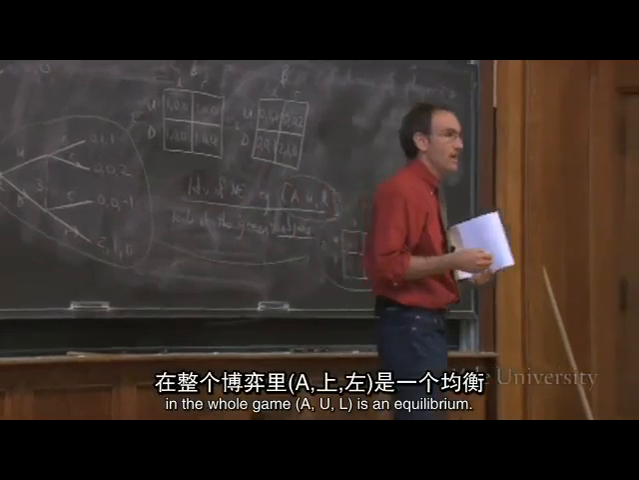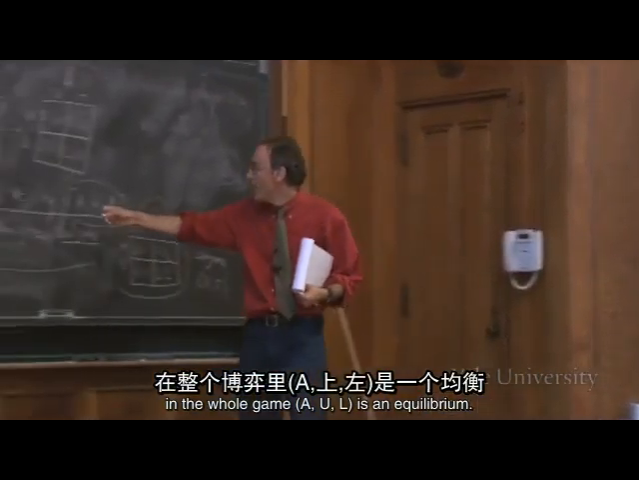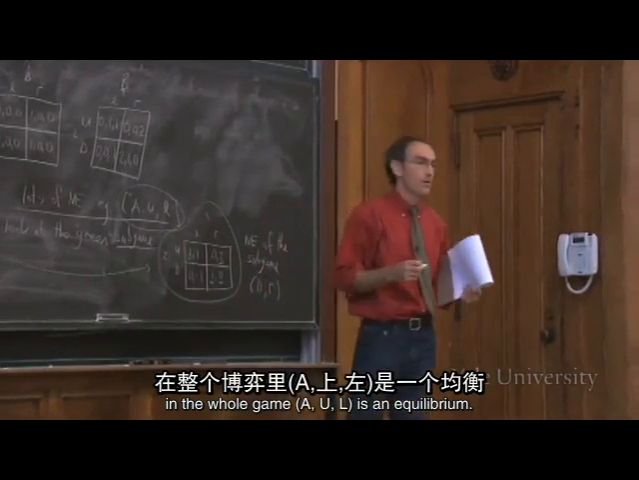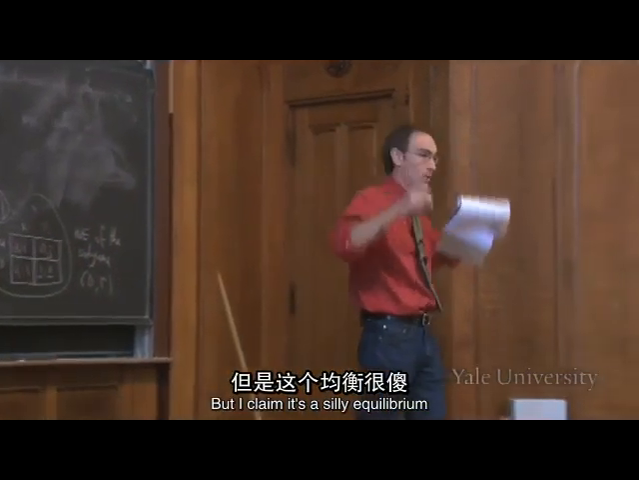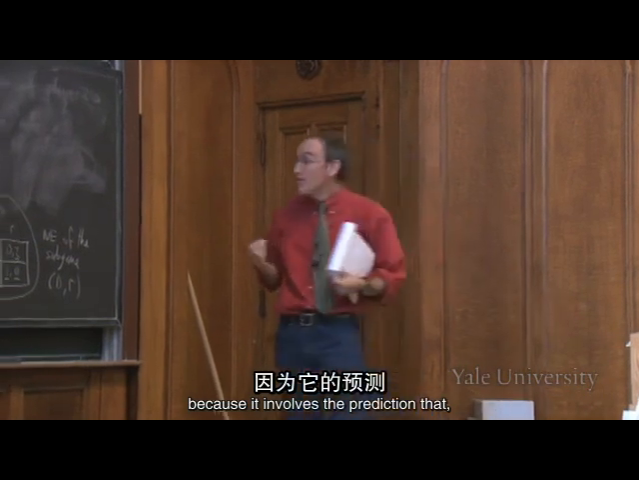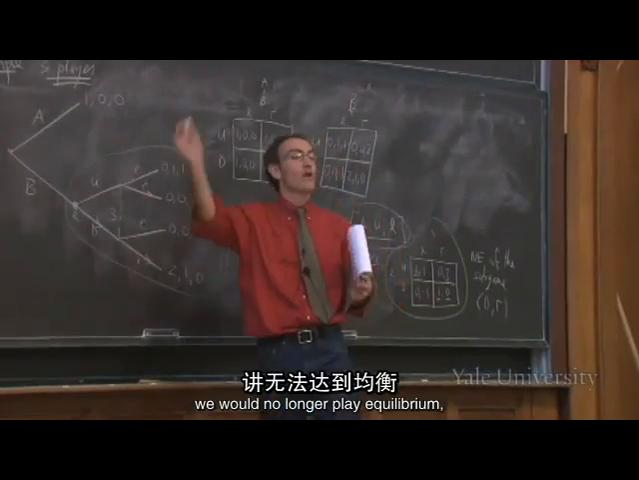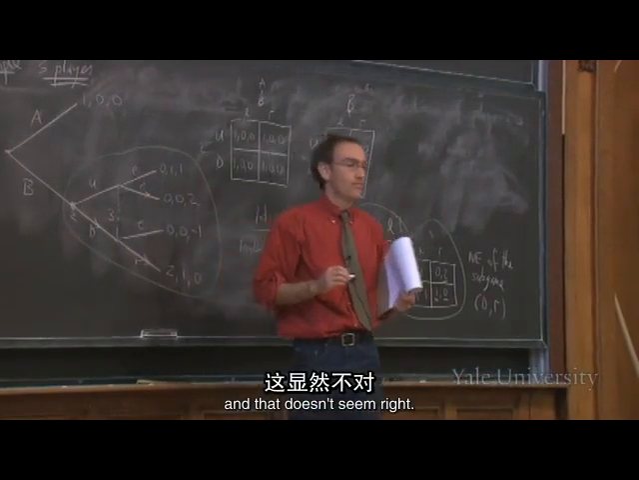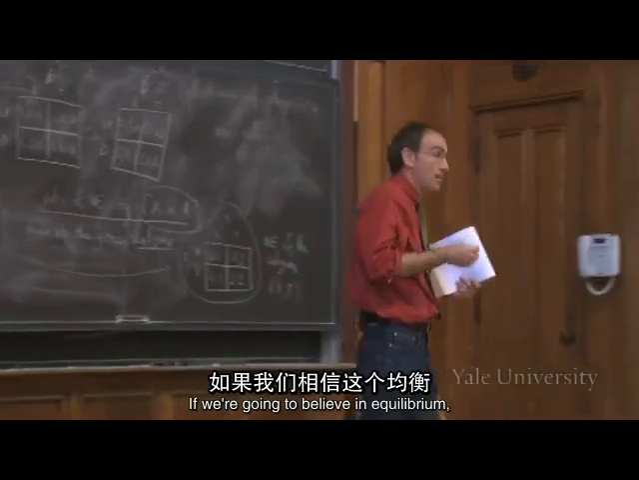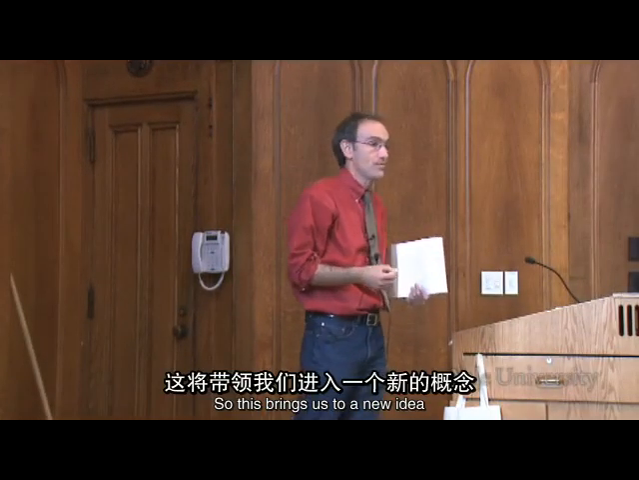Let me say it again. In the whole game, A up left is an equilibrium. But I claim it's a silly equilibrium because it involves the prediction that if in fact we ever got into the game within the game, we would no longer play equilibrium. And that doesn't seem right. If we're going to believe in equilibrium, we should be consistent and believe in equilibrium throughout.